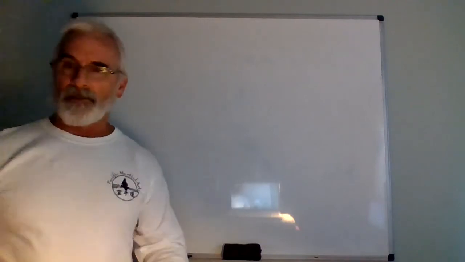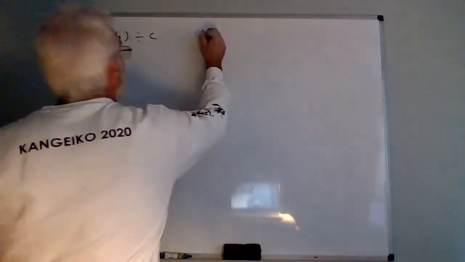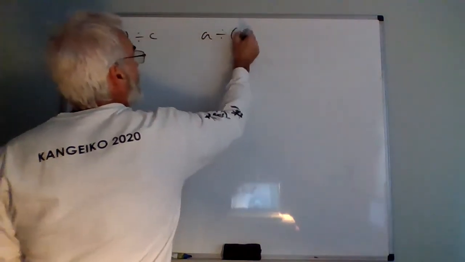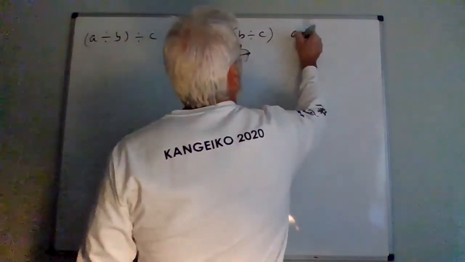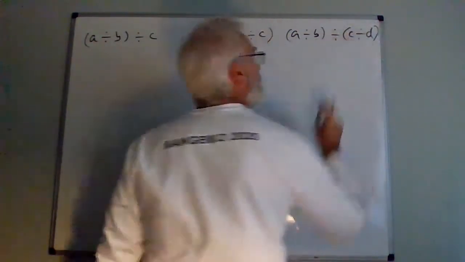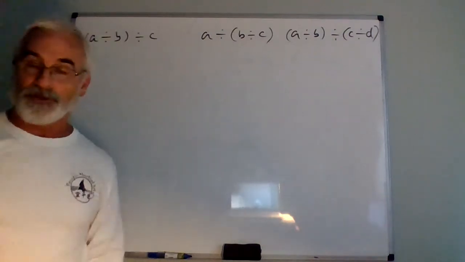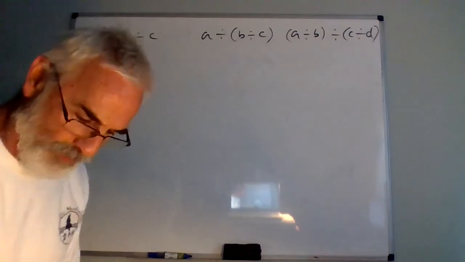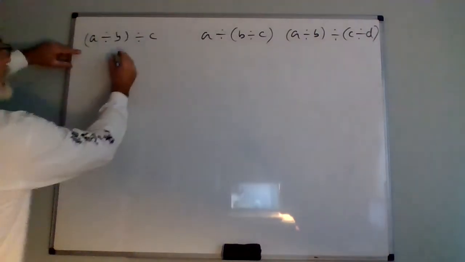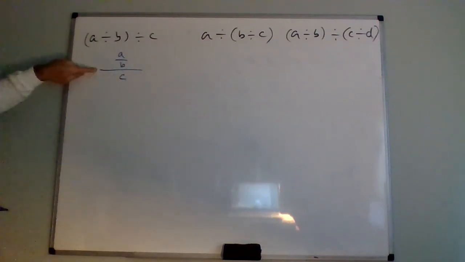So I'm going to start by writing things using the division symbol, which we know is very impractical in general. But if I said I've got A divided by B divided by C, or I have A divided by B divided by C, or I have A divided by B divided by C divided by D. These are the 3 simplest ways I can have a quotient within a quotient. So if I rewrote these using quotient notation, this would be A over B over C, the big bar here.